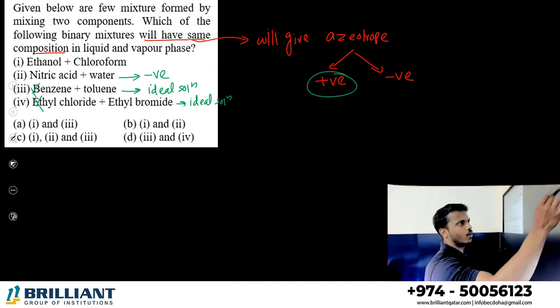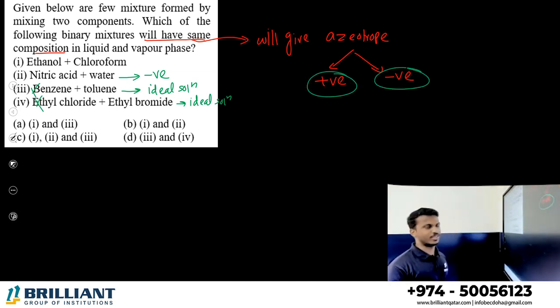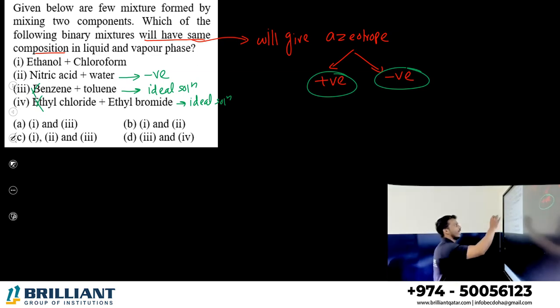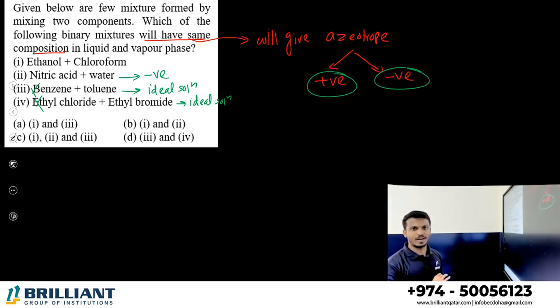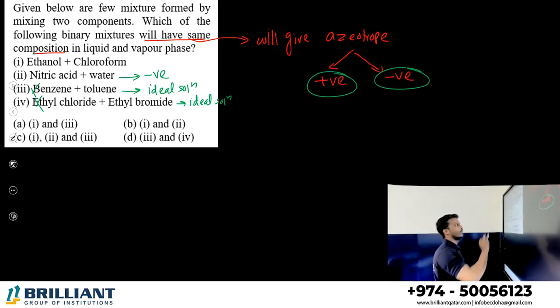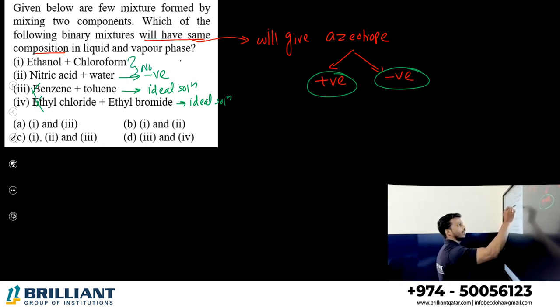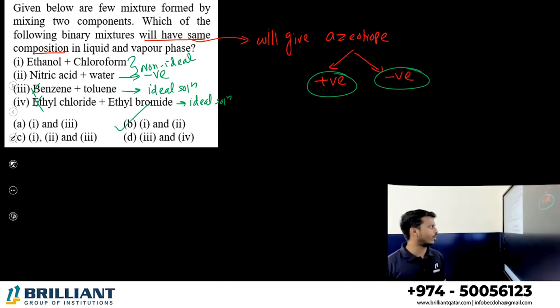Azeotrope is formed by only positive and negative deviation solutions, correct or not? Okay, so what is the answer here? Ethanol and chloroform, that is also a non-ideal solution. Chloroform mixtures we have included in negative deviation. So 1 and 2 both are non-ideal solutions, with negative deviation. They can form azeotrope. So 1 and 2 is the correct answer. Okay, next one.